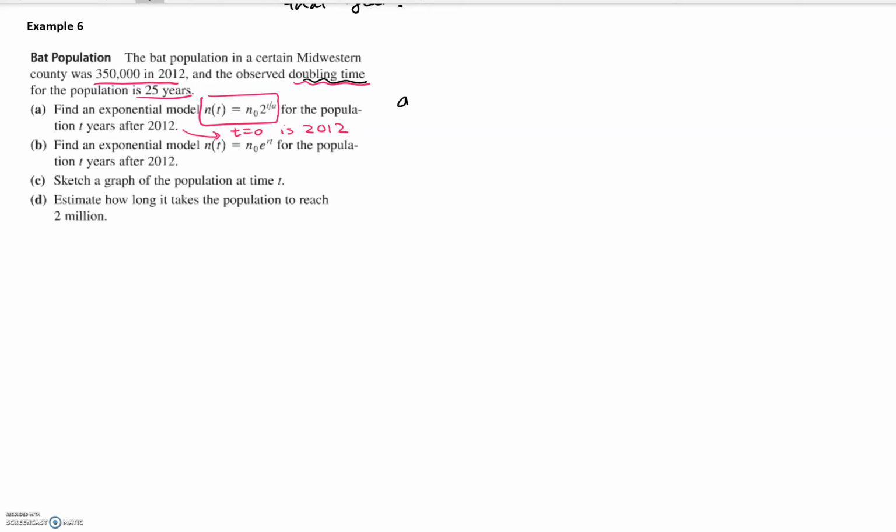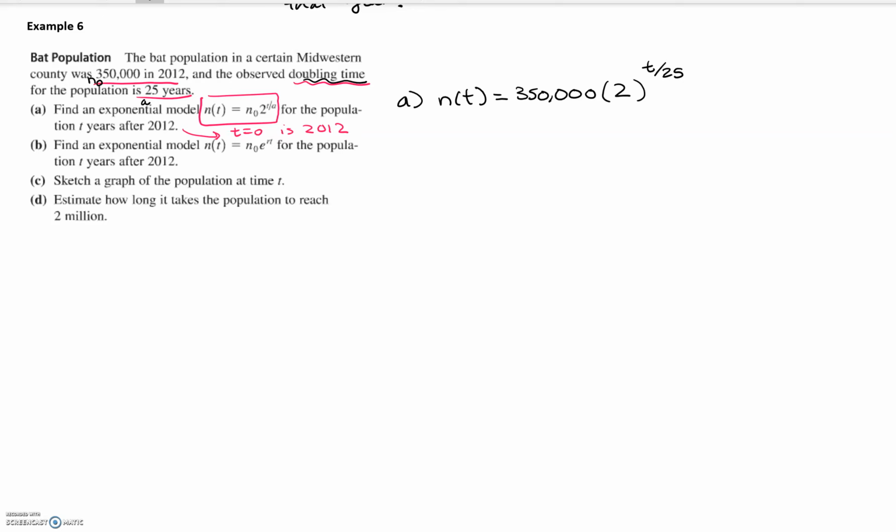That just ends up being, I guess, a plug and chug. So N of t is equal to, this is my starting amount, 350,000 bats, and it's doubling, they told us, every 25 years. So this is my a value, and this was my N naught value. So t divided by 25, because it's doubling every 25 years. That's part A. Give the model in terms of the doubling time.